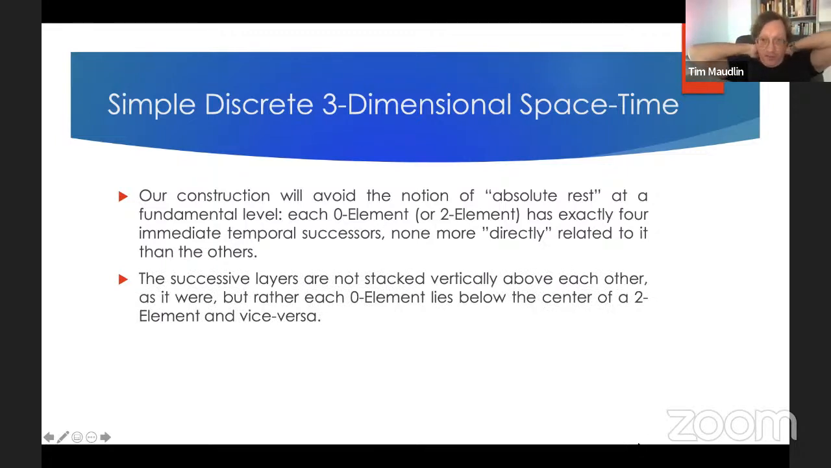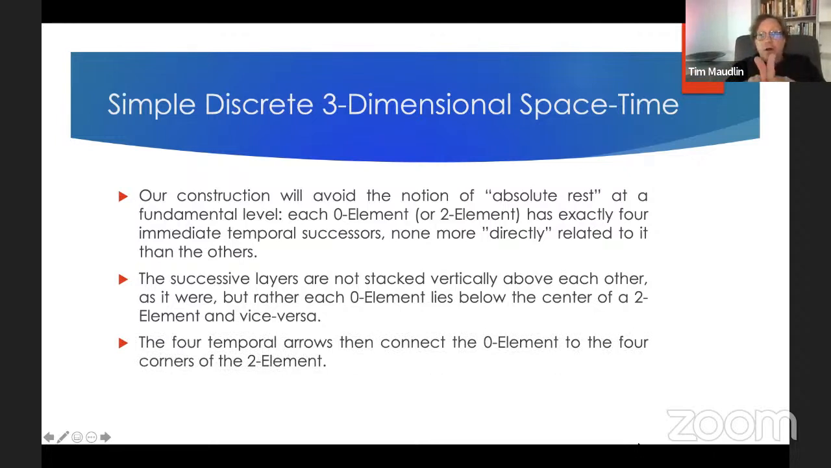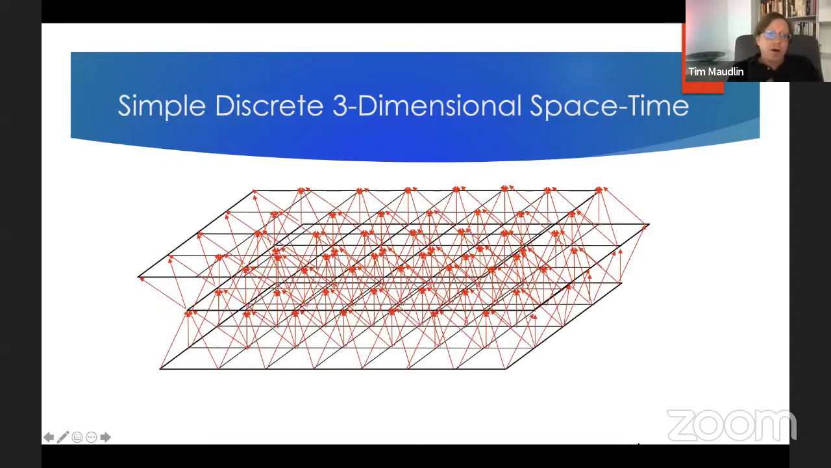And the key to this is you don't stack the layers vertically above each other, but you displace them so that, in this diagram, directly above a point in this layer will be the center of a square on the next layer, okay? So you displace them from each other in that way. And then you go back and above that, you're then back to the original. And then you put arrows from each point to the four corners of the square above it. It's easier to understand by seeing it. So there's what this thing looks like.